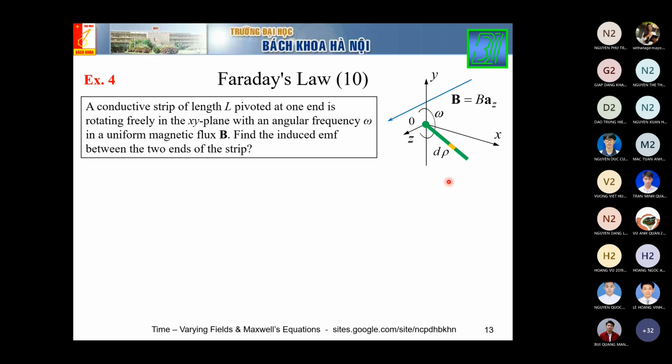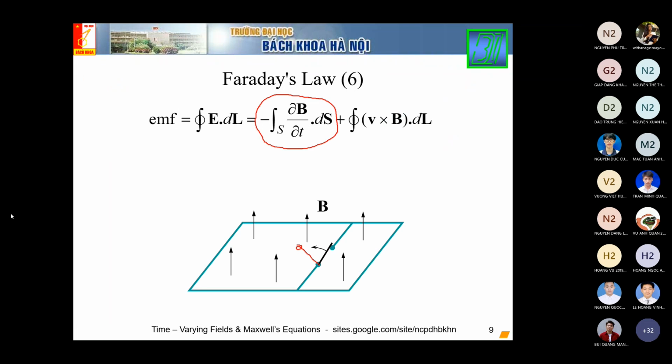The problem here is that because we don't have a closed trajectory, we cannot find the magnetic flux, because there is no frame, so there is no magnetic flux. Then how can we compute this? This is the solution. There are two ways to compute EMF. The first one is the first term. The second method is to compute the second term.